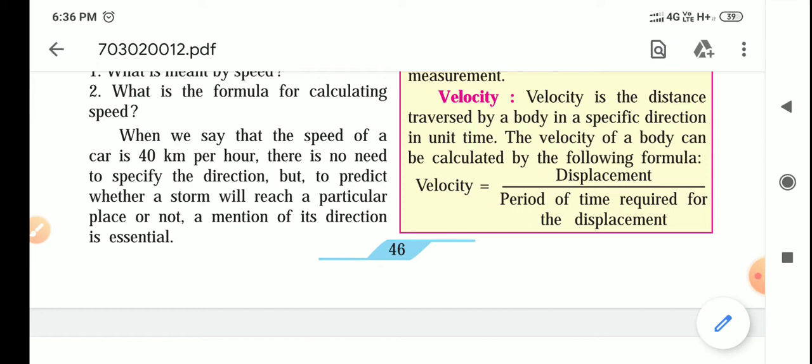The velocity of a body can be calculated by this formula: velocity equals displacement upon the period of time required for the displacement. The unit of displacement, we have seen, is meter, and the period of time required for the displacement will be in seconds. So you can write the units as meter per second. If you take the displacement in kilometer, then you write the time taken in hours. So kilometer per hour or meter per second will be the unit of velocity.